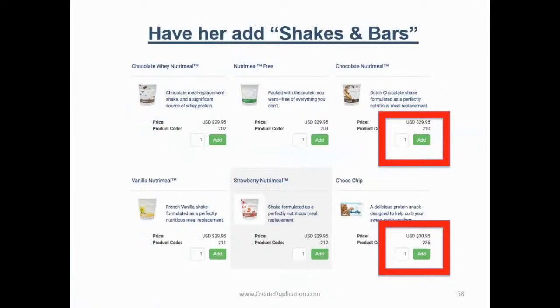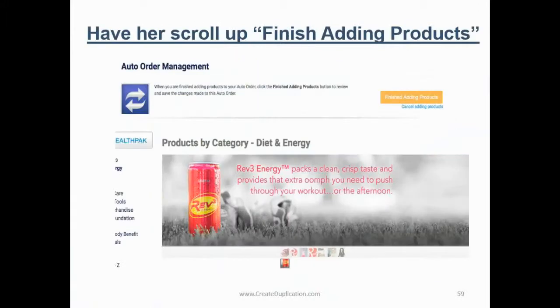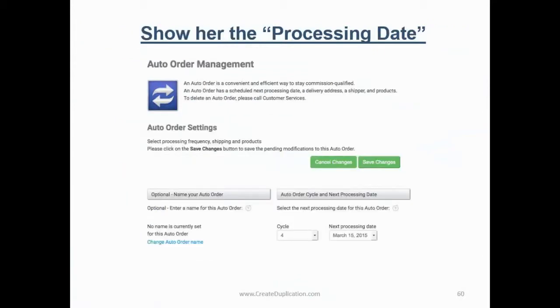So let's say she adds all that product. Next, Marianne, you're going to click on finished adding product. Go ahead and click on finished adding product. Marianne clicks on that, and then now you've done it, Marianne.